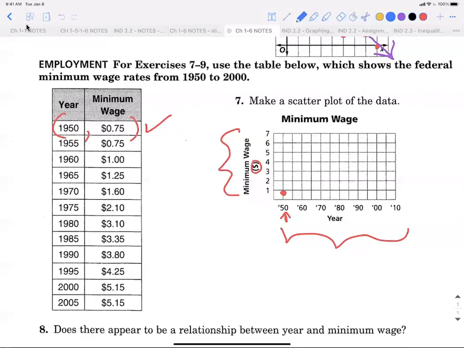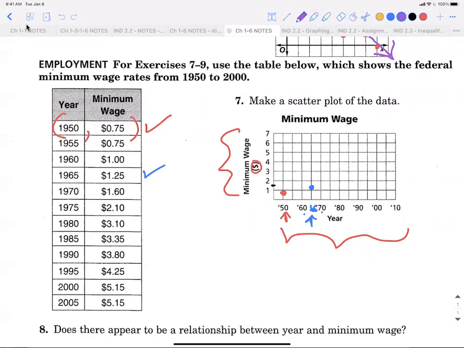Now I'm going to skip around a little bit. Now I'm going to go to 1965. Notice I've got 60, 70, so this one right here is 65. I'm going to go to 65, and in 65, it was $1.25. So just over $1, not quite to $1.50. If this is 1 and this is 2, then right here would be about 1.5. So you're going to have just under 1.5.